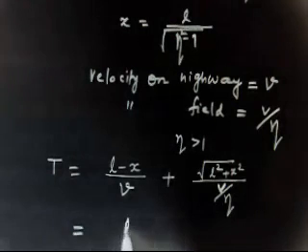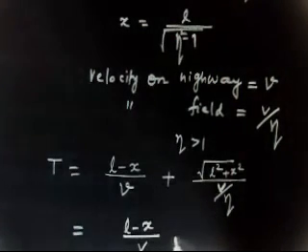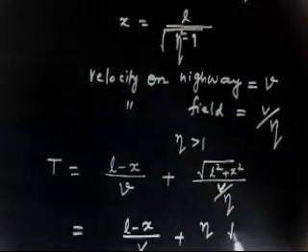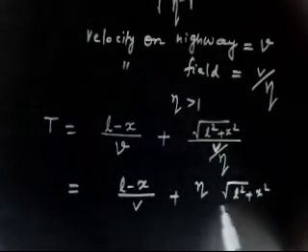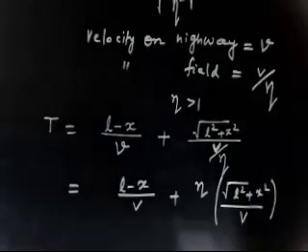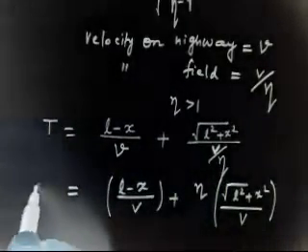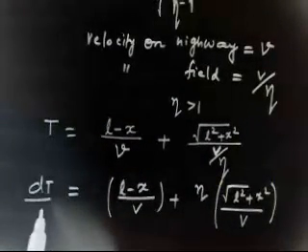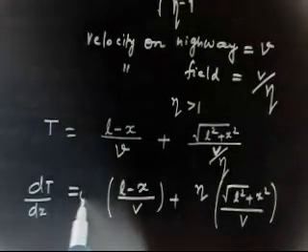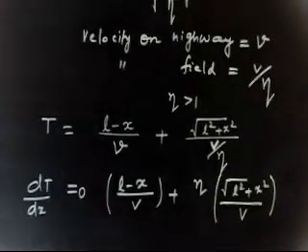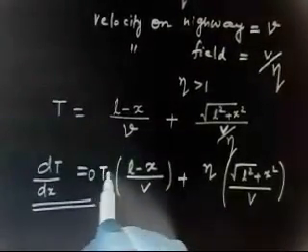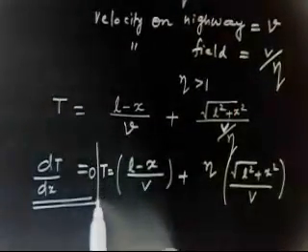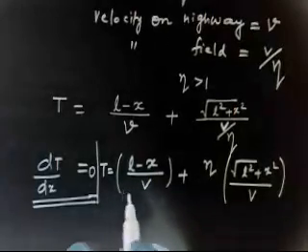Now I can differentiate (L minus x) by v plus eta times the square root of (L square plus x square) divided by v, and this I have to differentiate. So if you differentiate dt by dx and put it equal to 0, you will get the desired result. Are you getting it? So you have to apply this condition. This is the total time. So dt by dx, let me do it for you.